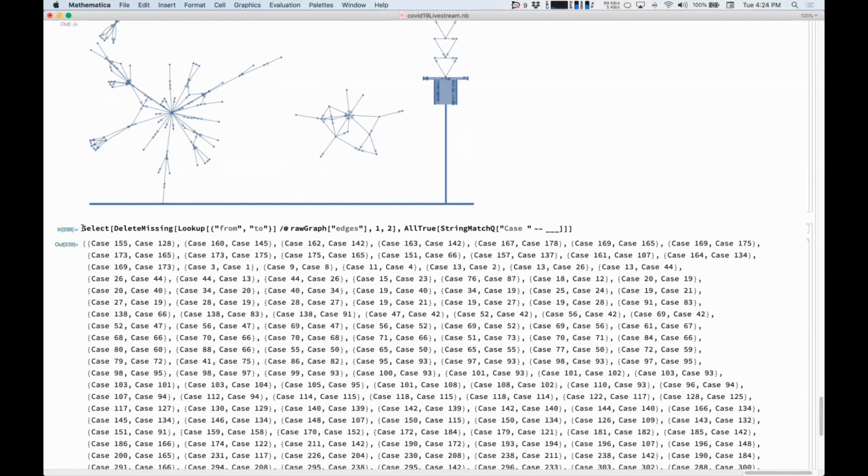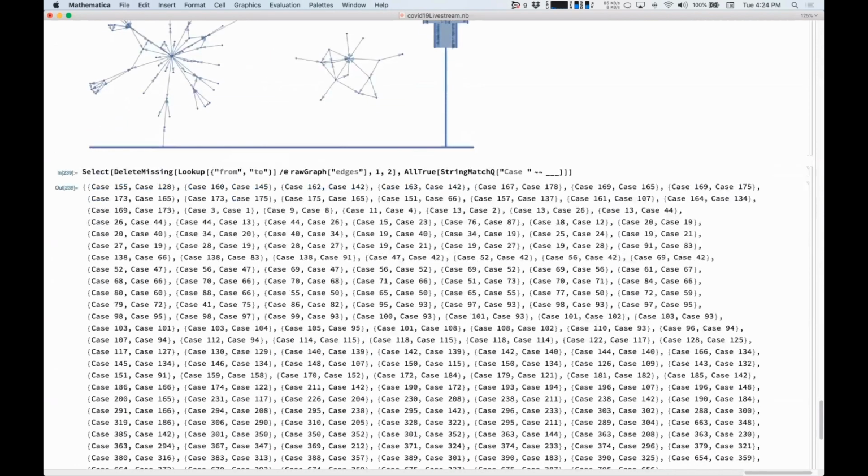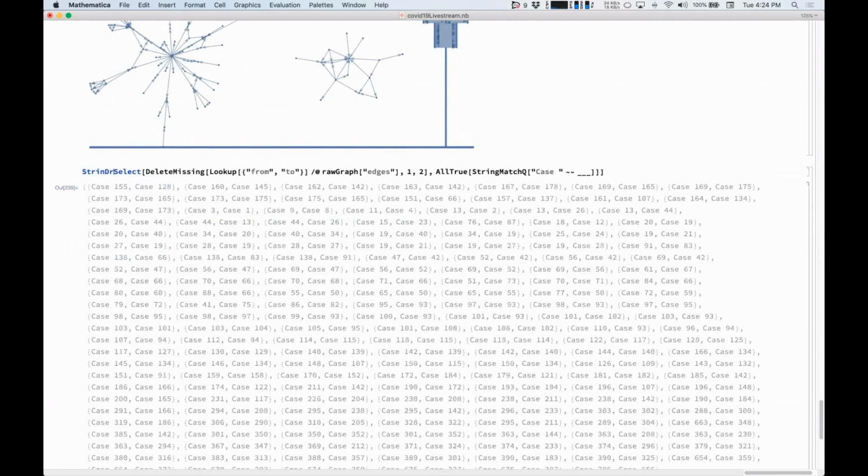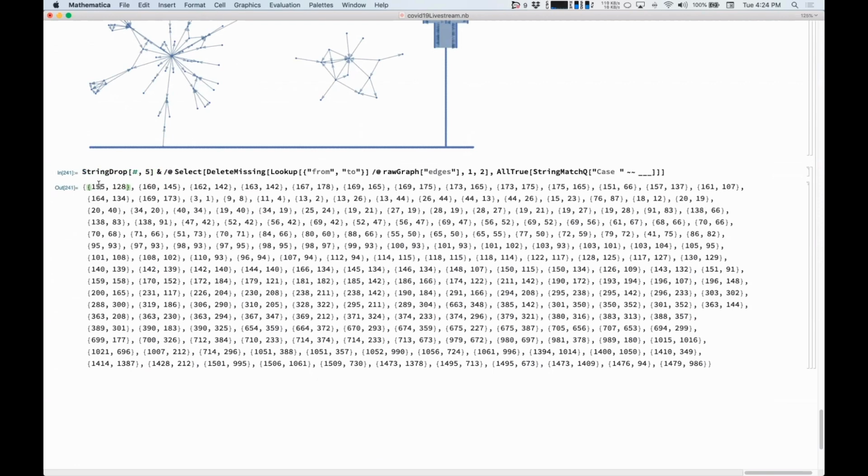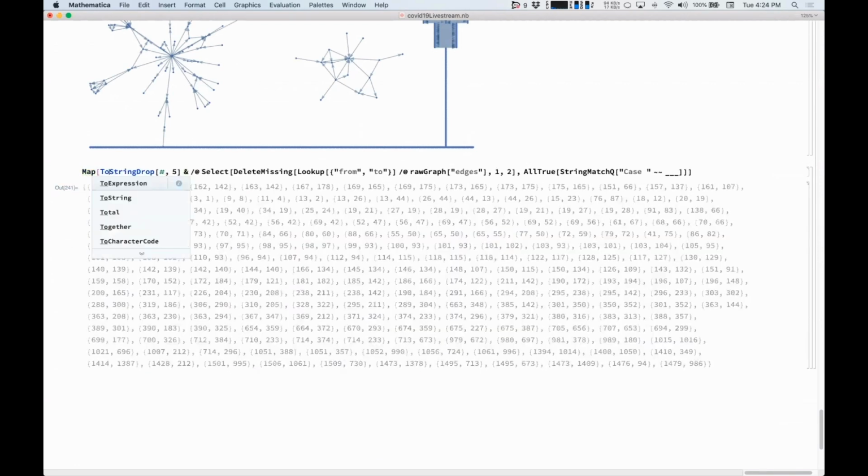Okay, and then we'll just say. You just want to get rid of the first 5 letters. String delete, string drop. Yeah. And then you want to do to expression. I think you have to map it. Actually, you've got to map it at level 2. I think it's partly listable. Okay. And then to expression.